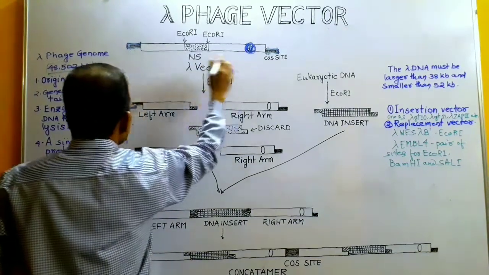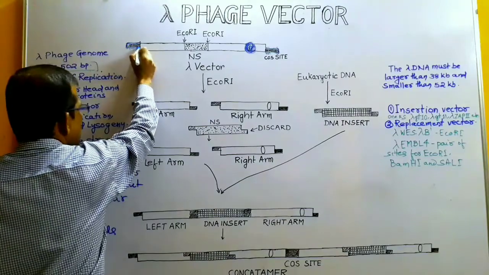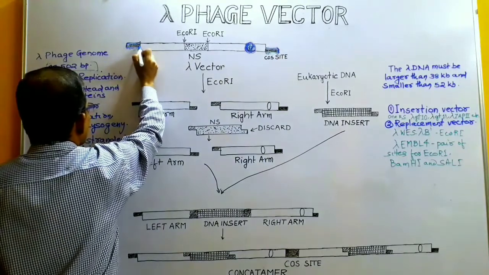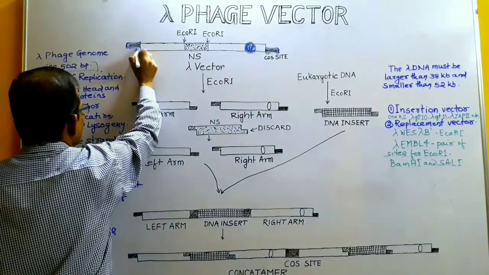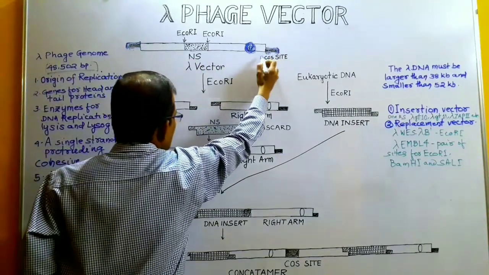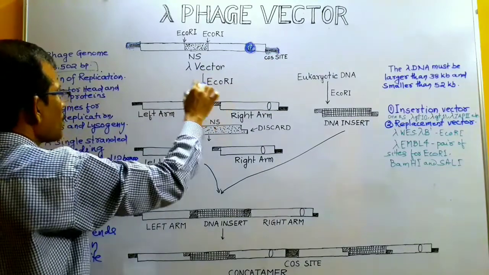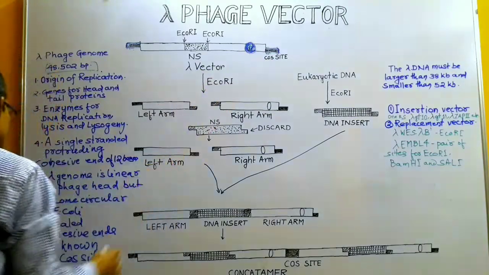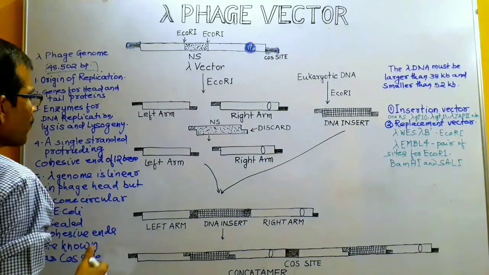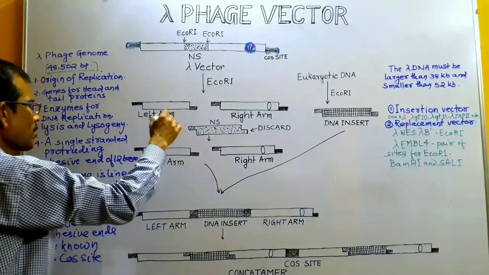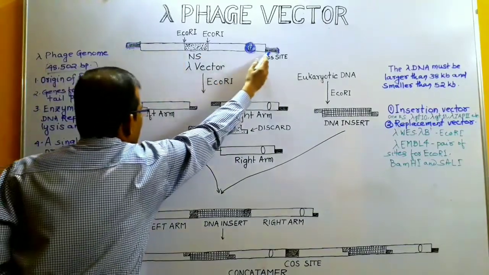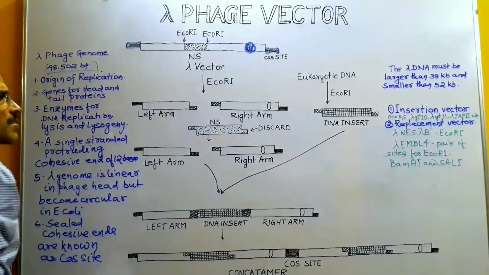The genome has single-stranded protruding ends on either side. The single-stranded protruding ends are complementary and they are known as cohesive ends. They are responsible for circularization of the lambda genome inside E. coli. So the genome of Lambda phage is linear in the phage head, but the genome becomes circular inside E. coli. And the sealed cohesive ends are known as cos site.